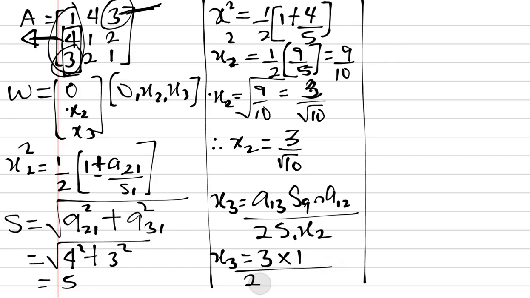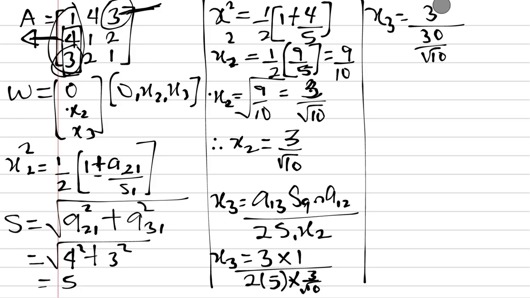Over 2 multiplied by what? What's our S1? Our S1 is 5. Then multiply by what? What's our x2? The value of our x2 is 3 over root 10. Let's just manage that part. I'll rewrite them now. So that means our x3 here will become 3 all over 2 times 5 is 10, 10 times 3, that's 30 over root 10. Are you seeing that now? That's what we are going to have, 30 over root 10.